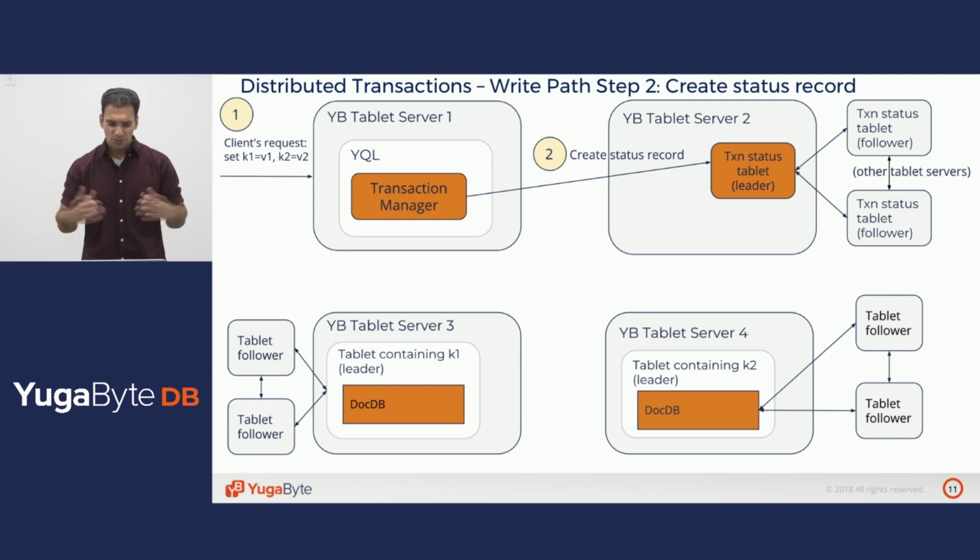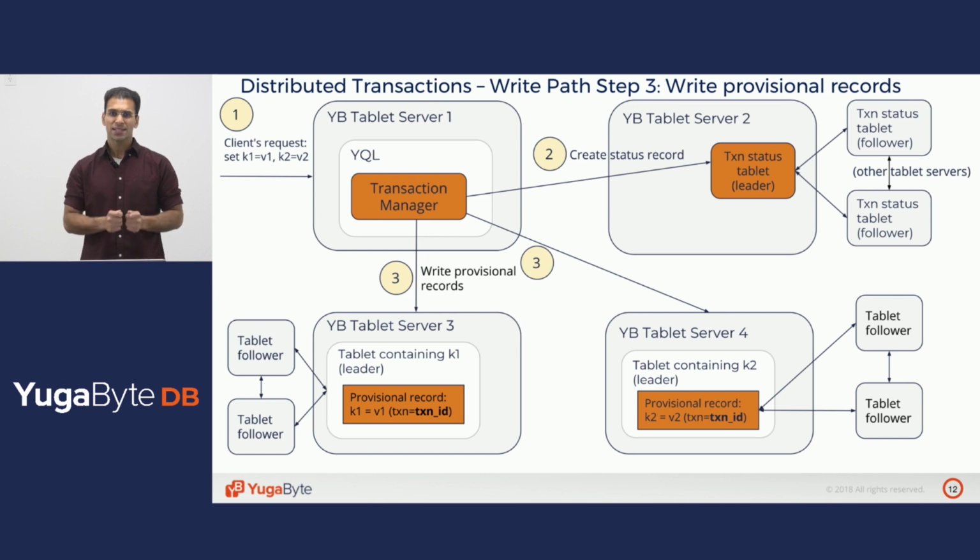Okay, now enter a couple of other tablet servers. Now, the writes for each of those keys, key 1 and key 2, should happen to two different tablet servers or nodes in the most general case. So the transaction manager writes a provisional record, which is not visible to other reads yet, but tells the database that this update is in progress. It writes the update for key 1 to tablet server 3 and for key 2 to tablet server 4.